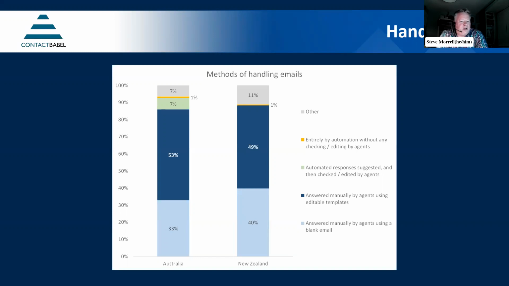And we can see here that over 85% of emails are actually still handled by agents. Although, to be fair, the majority of these do have editable templates, which obviously cuts down on time and improves consistency, but only in a very small number of cases, exclusively in the survey within Australia, are automated responses suggested, which are then checked by agents. This is maybe a bit below the curve from what we're seeing elsewhere.